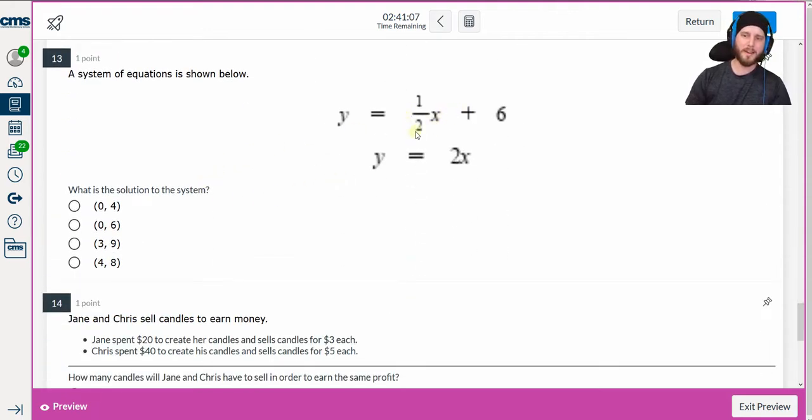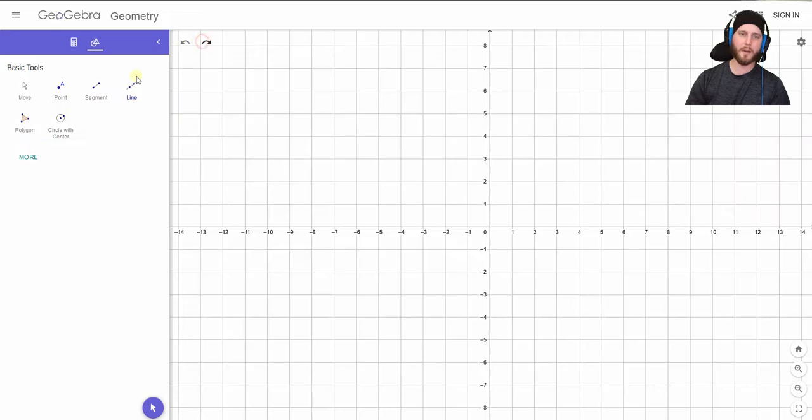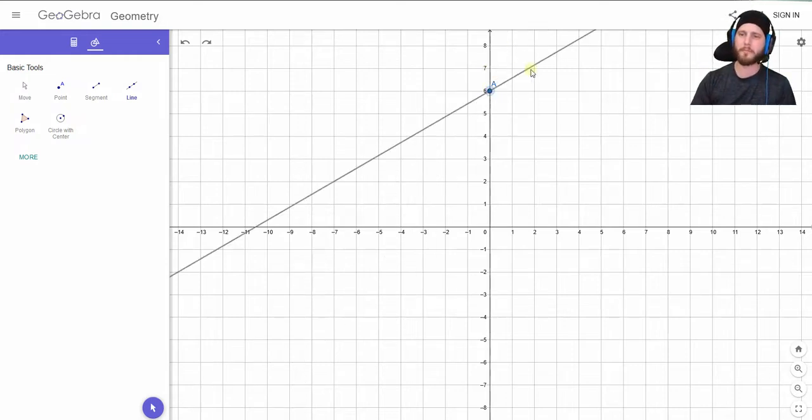For number 13, kind of similar. This one, it's got 1/2 x plus 6 for the first one. Okay, so 1/2, 6. So we're crossing at +6, and since my slope is 1/2, I'm going to go over 1. No, I'm going to go up by 1 and then over 2. Even I almost just made a mistake with slope.